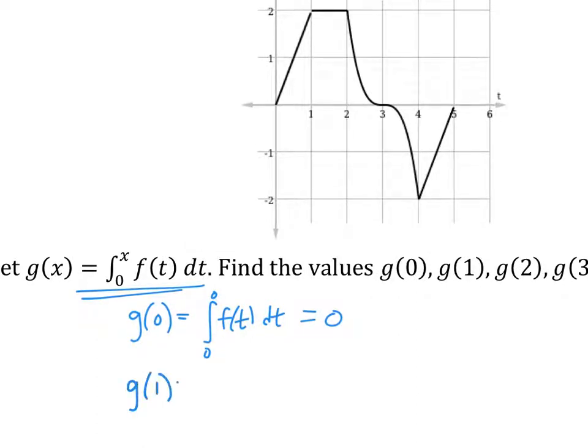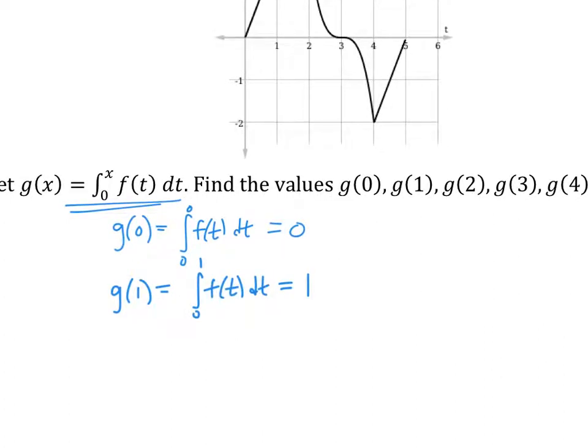All right, g of 1. G of 1 means x is 1. So this is the area underneath the curve between 0 and 1 of f of t dt. Try not to get t and x confused. So from 0 to 1 underneath the curve, what is the area there? The area underneath the curve between 0 and 1 is 1.